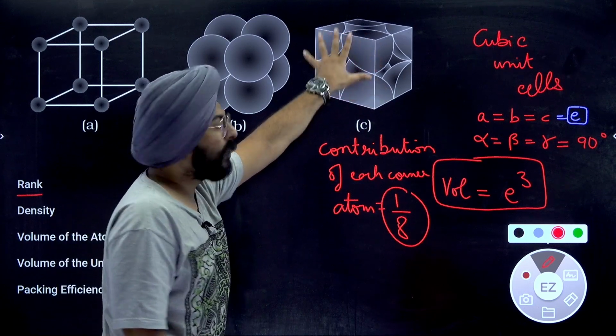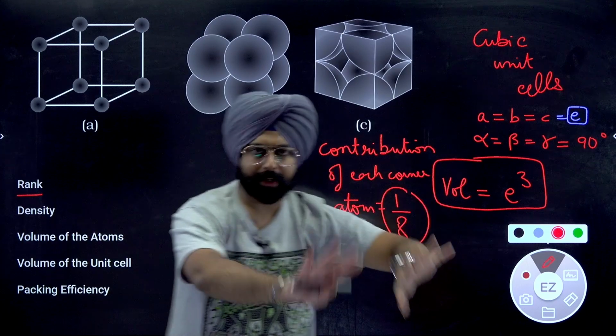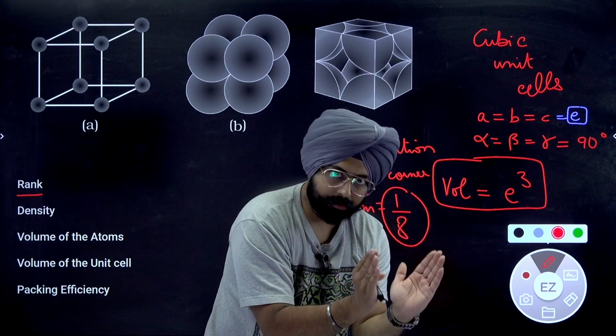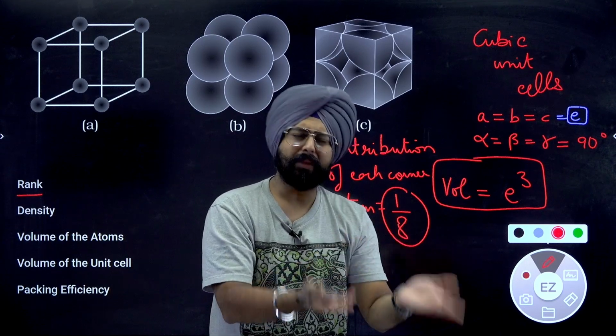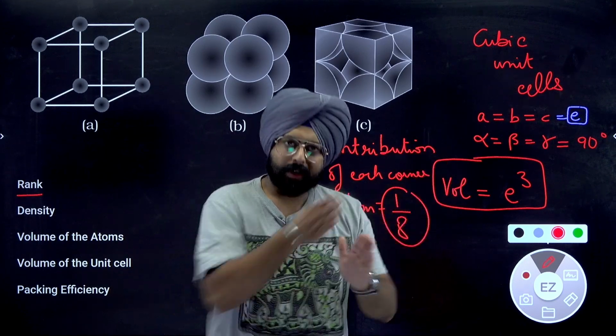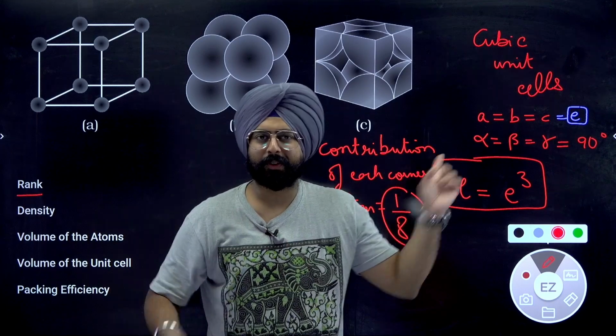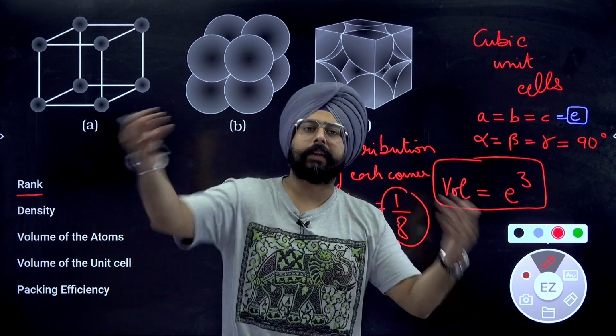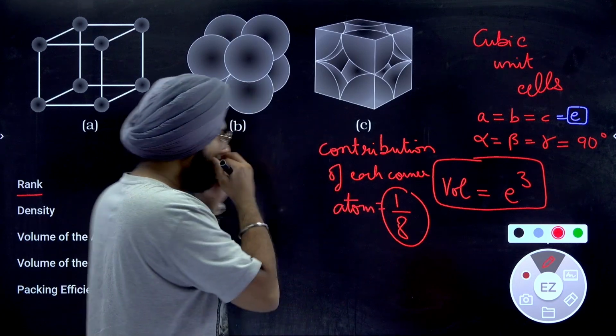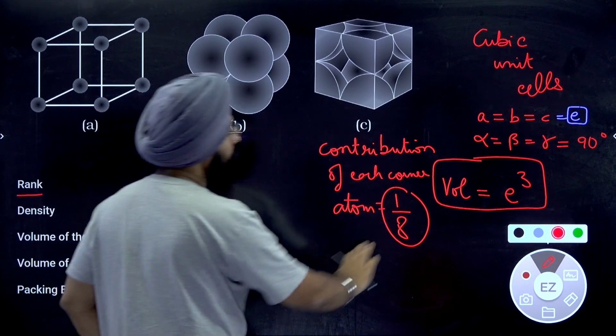This is an imaginary unit cell. The lattice is already there. We are just trying to envision the smallest repeating unit. We can imagine that. We don't need to actually cut it into this piece. This is just for our imagination so that we can understand the entire lattice well. So over here, the contribution of each corner atom is 1/8.